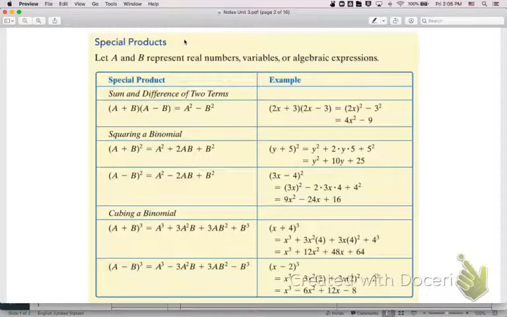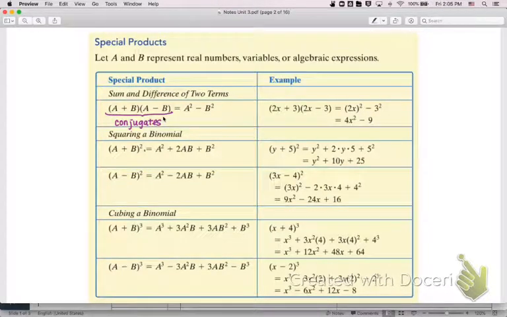Let's remind ourselves of some of our special products. So the sum and difference of two terms, we call these conjugates, okay? Anytime you have, and we'll see this a lot more when we start looking at equations and radicals and complex numbers, but these two, where it's the exact same thing, one with a plus and one with a minus, those are called conjugates. That's a word that we hear a lot in calculus as well.